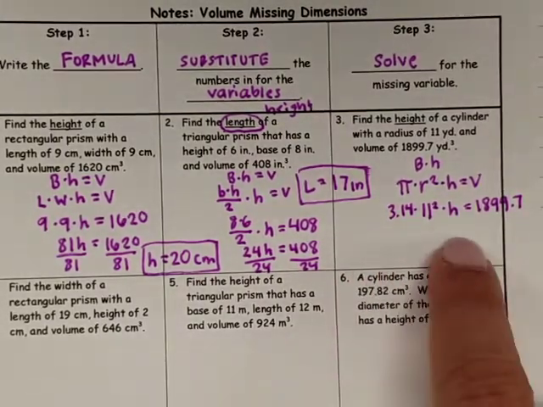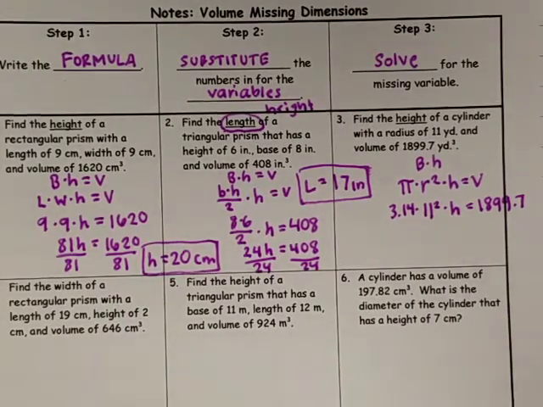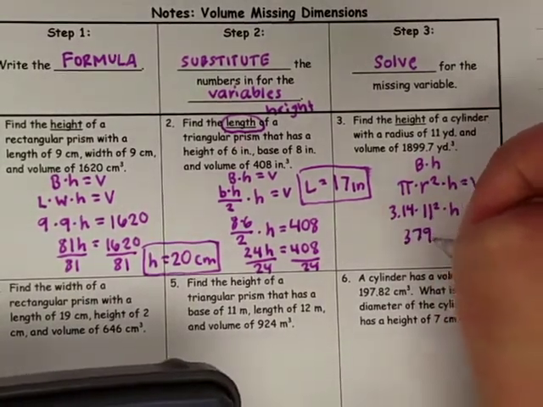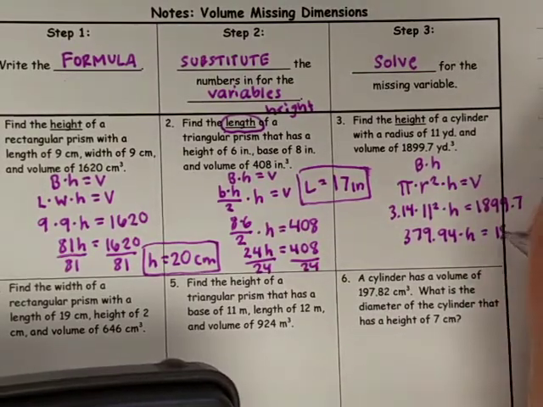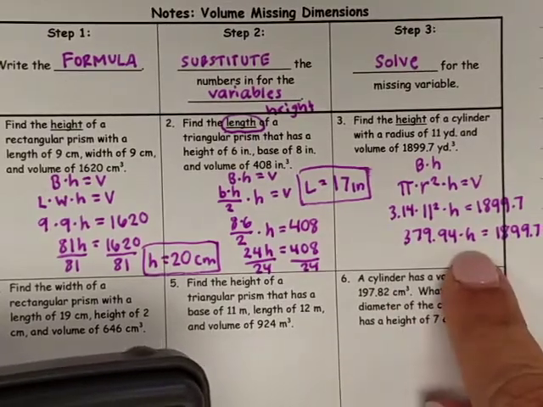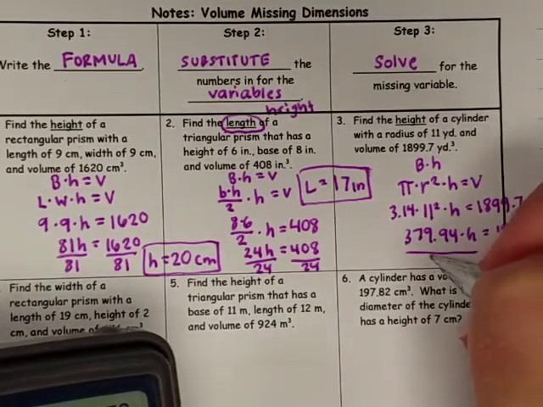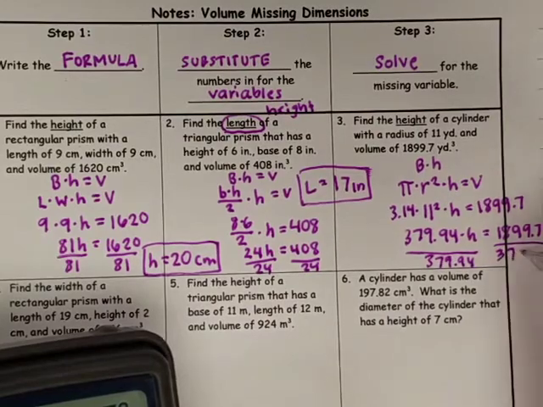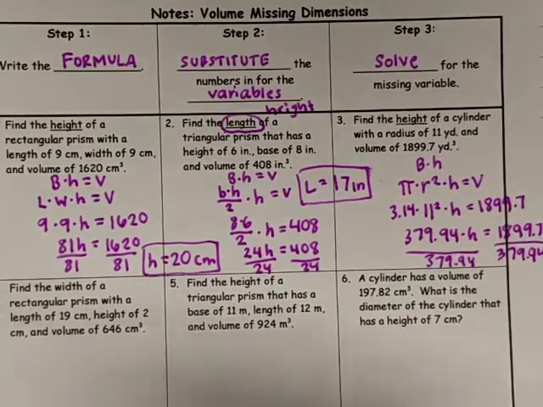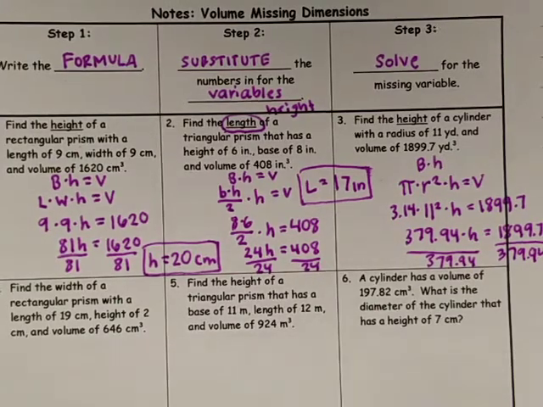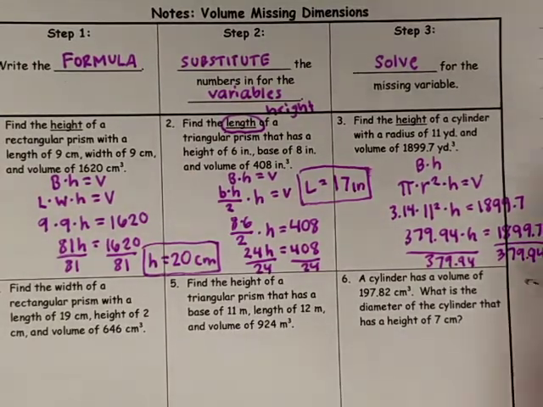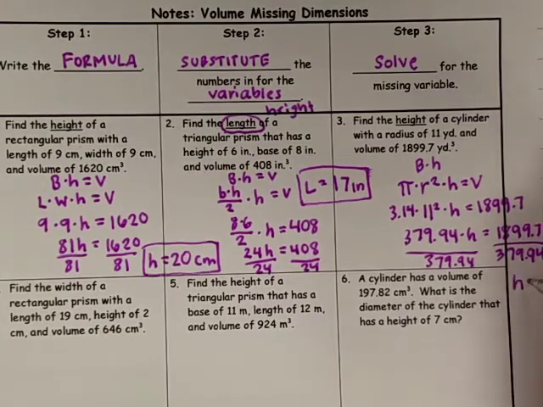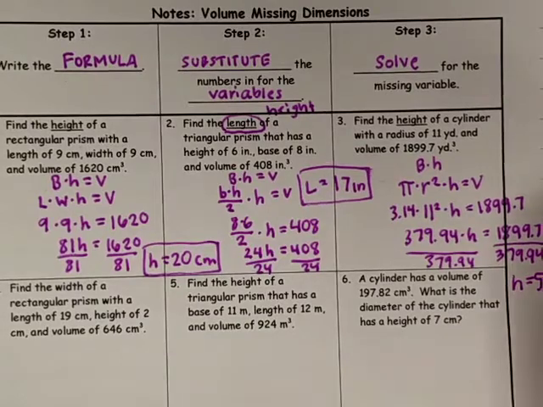1,899.7. Let's simplify the left side. So 3.14 times 11 squared is 379.94, times h equals 1,899.7. Divide both sides by 379.94 because it's multiplying, and the opposite of multiplication is division. If we do it to one side, we must do it to the other to keep the equation balanced. All of this you're remembering from Unit 8, when we did equations. So then 1,899.7 divided by 379.94 gives us a height of 5. And my units are yards, so 5 yards.